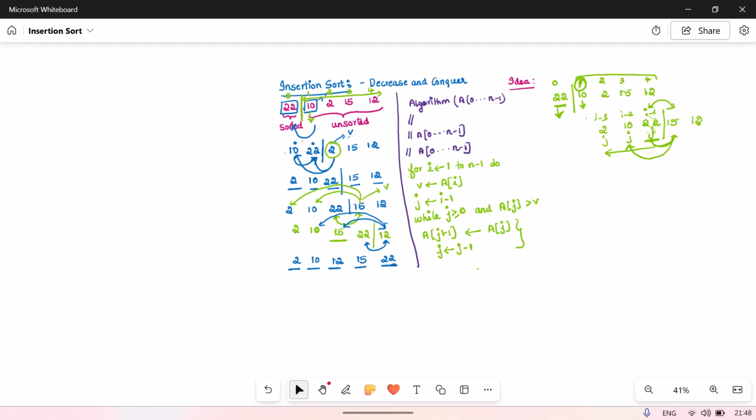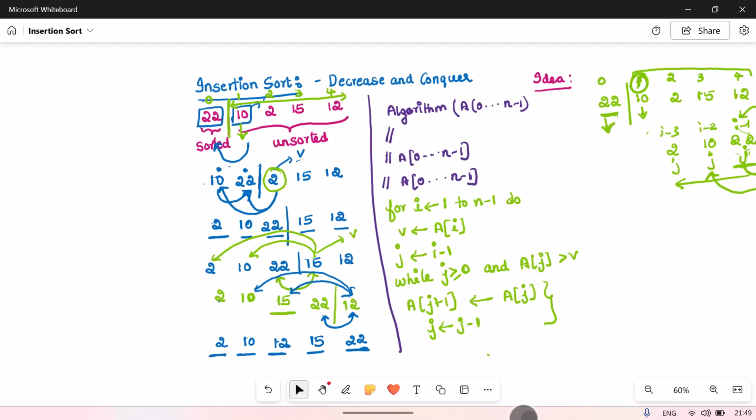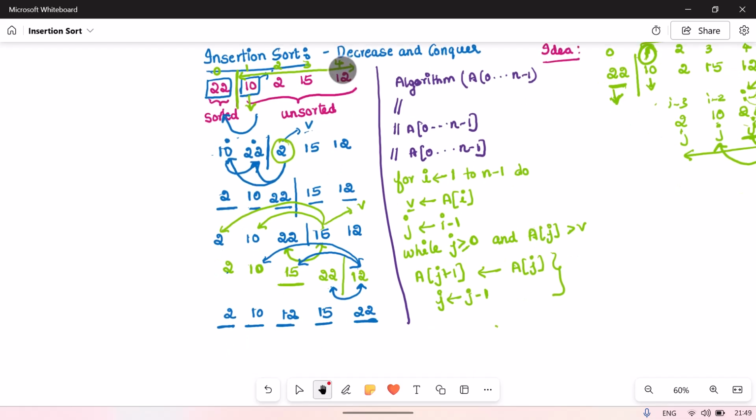Because I told you, when we compare, we have put the elements into V. Now V has to go to its correct position. So V will go to its correct position. That is A of J plus 1, because I've decreased it, right? So it will be like this. I hope you have understood the algorithm.